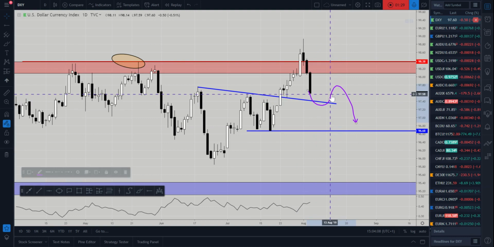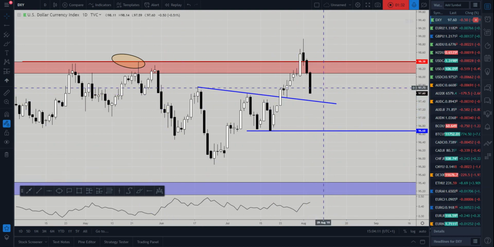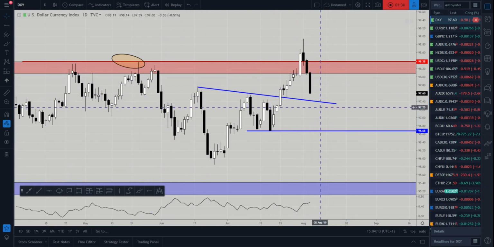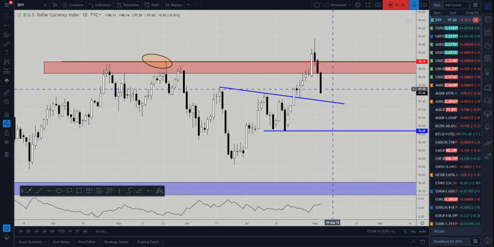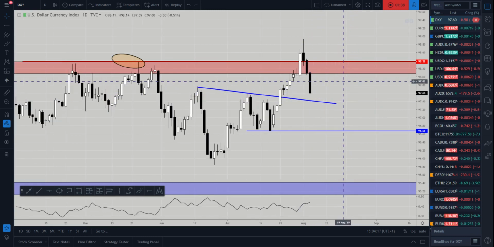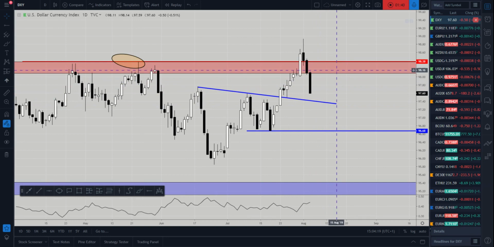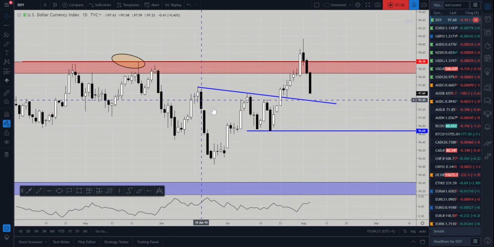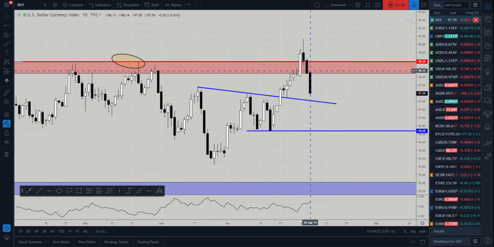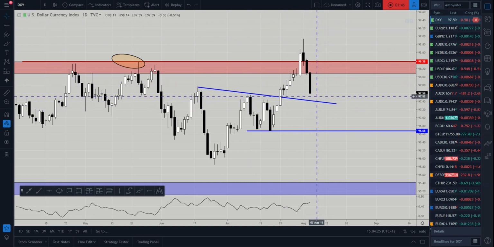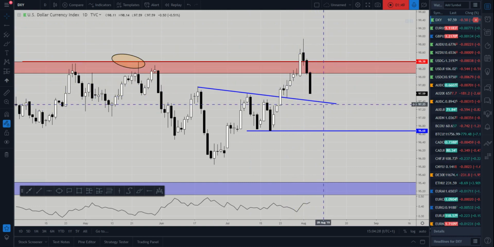Now, we have to wait and see what happens here. A nice bearish close towards the end of the week would be brilliant. See how the retracements are handled here. If we start seeing some decent bullish candles, then we may expect the trend to continue here and push a little bit higher. However, it's looking very, very bearish here for the US dollar at the minute.